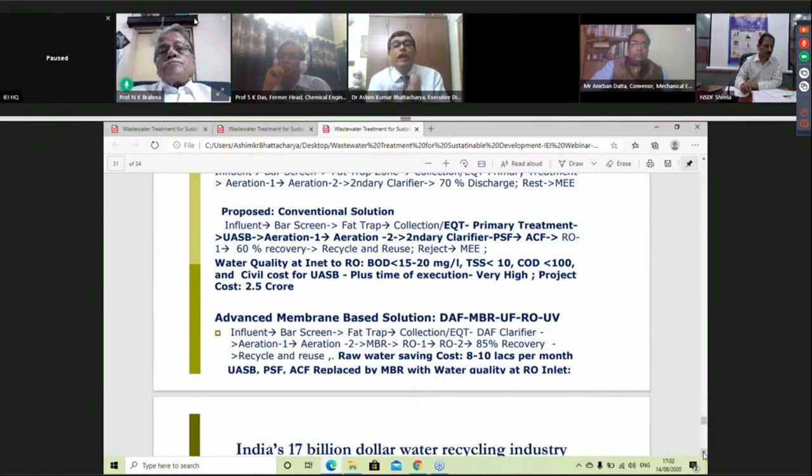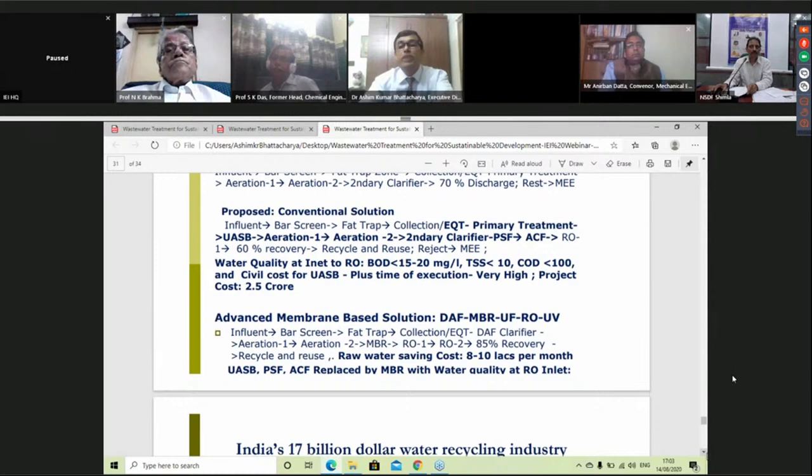So this is the scenario, and the project cost came down. USB with aeration, PSF, and RO cost around 2.5 crore, and this cost came down because MBR takes very small space. Though MBR is initially costly, it was calculated to be less than 2 crore. So this is a great achievement. The project was awarded, but due to the pandemic, we were unable to do further work on it.